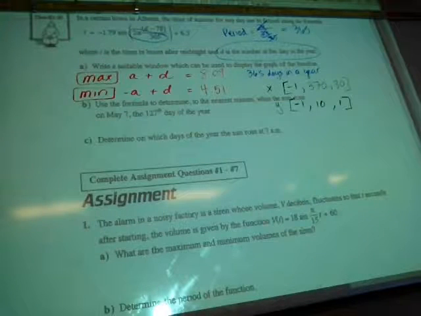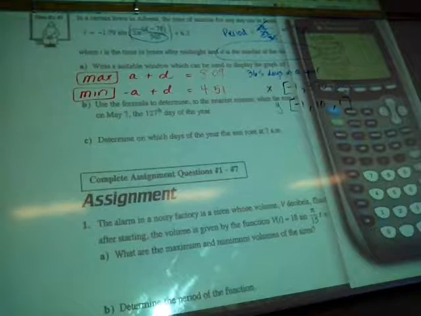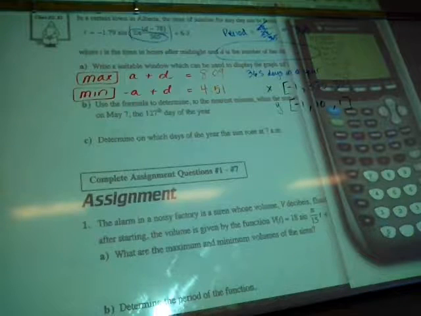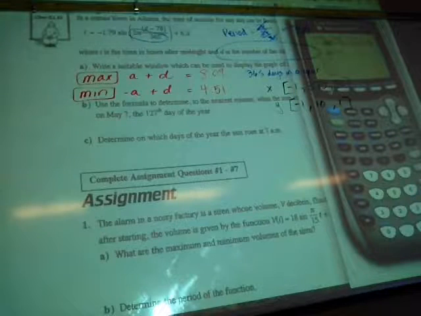So why don't you graph this? Okay, let's put it in our calculator. Let's get our new window settings. We have -1, 370, and a scale of 30. And then for y min, we're going to go -1 to 10, scale 1. Don't forget to change your y equals.